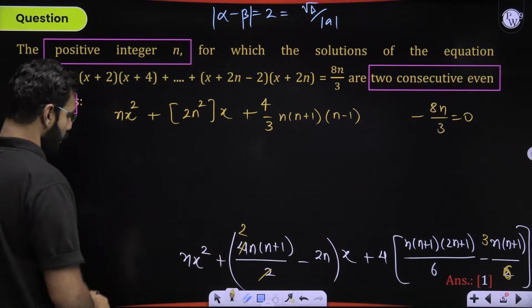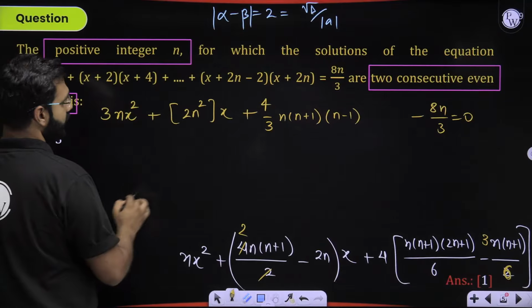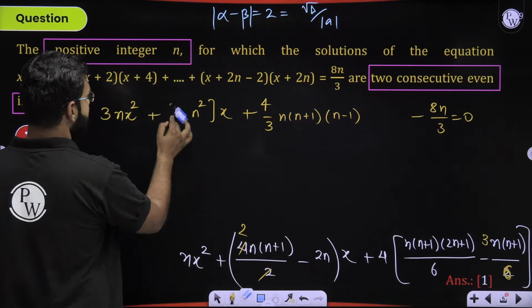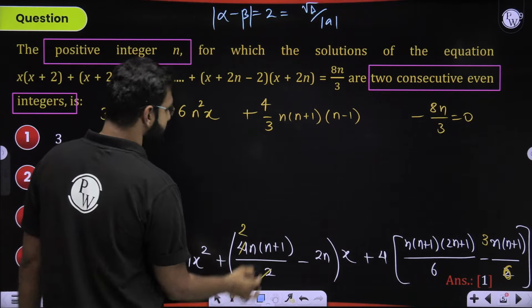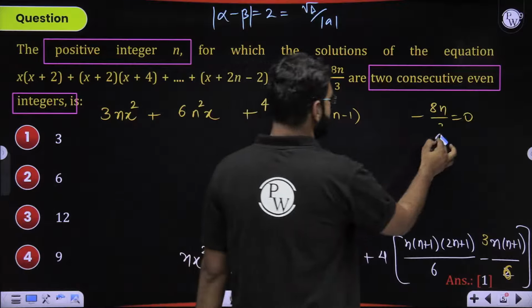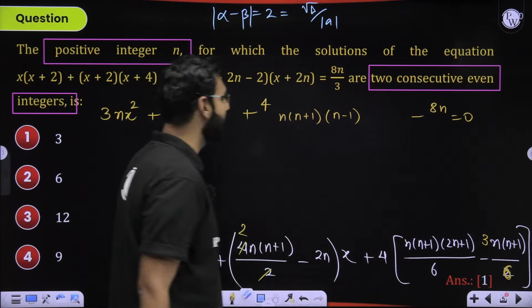So when I do so, it becomes 3nx square. This becomes what? 6n square x. This 3 vanishes from here. So this is minus 8n, right?